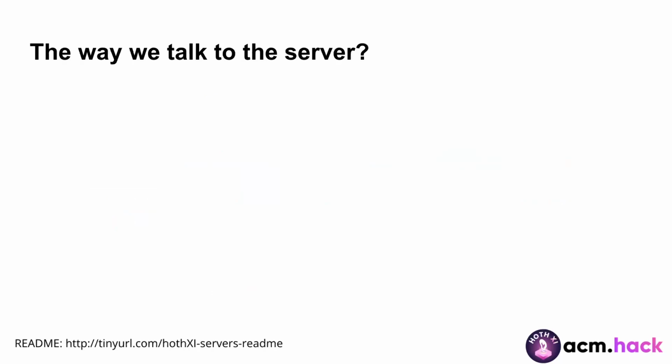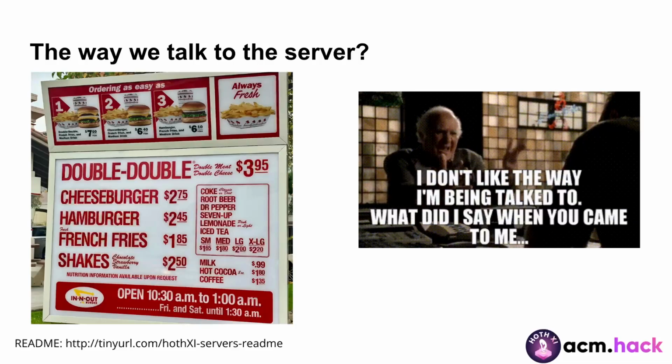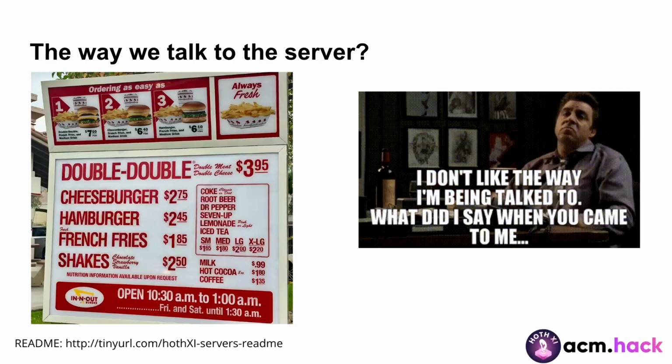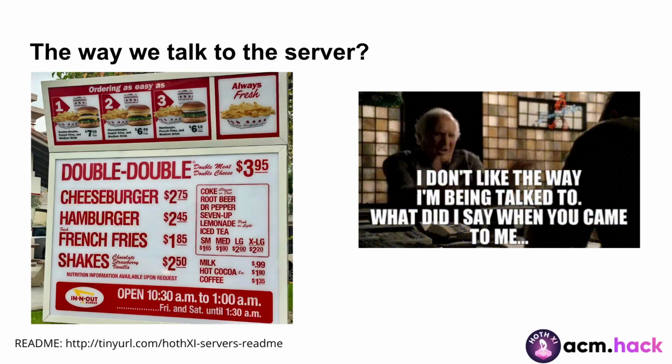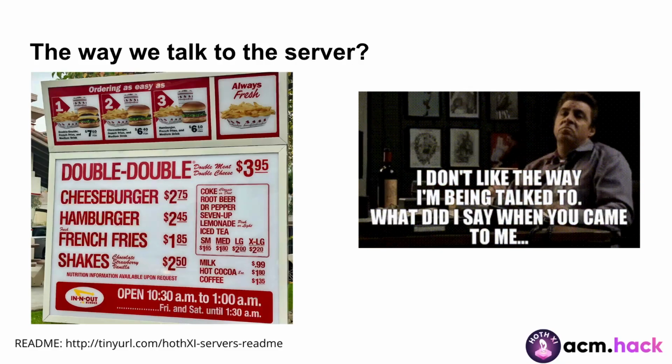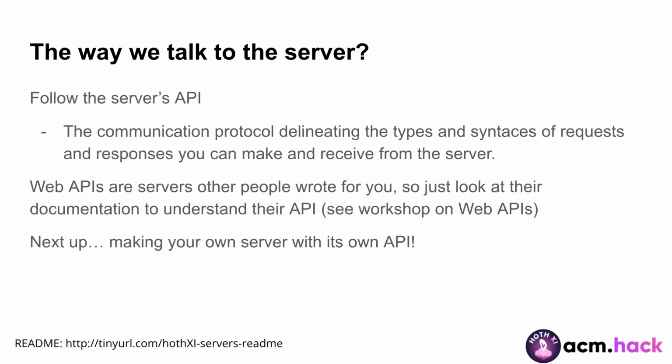So why did I say hopefully? Well, sometimes you don't actually get what you asked for, and that could be because you asked for something that they don't have, or maybe you didn't ask in the right way. So when you're ordering at a restaurant, you don't just start chatting with the waiter about whatever, but you want to follow the menu, you want to follow a specific syntax and a protocol. And so what is that? Well, that would be called the server's API.